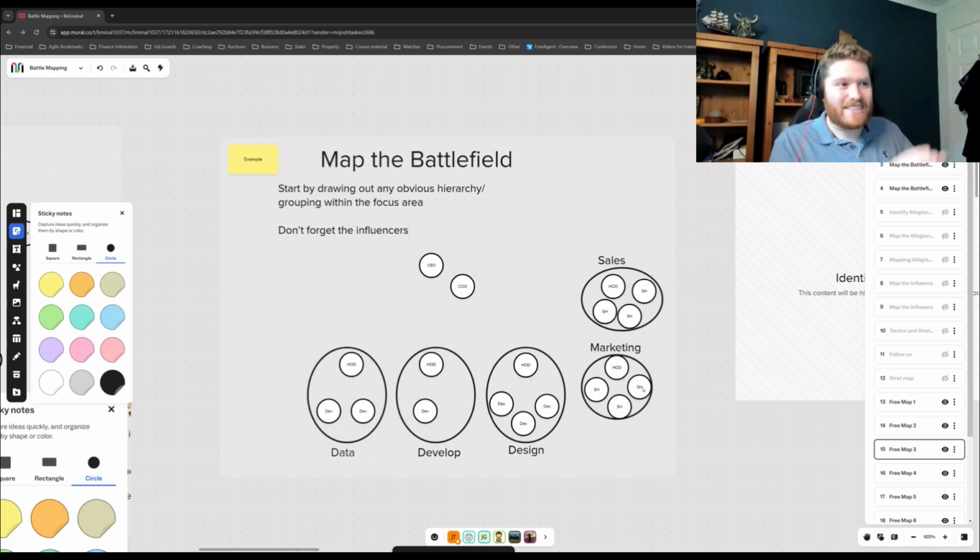So this is the map that I drew. It was like, okay, well, these are the people I can see and these are the relationships. Mike, I see you got your hand up.